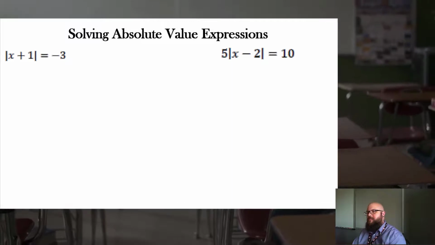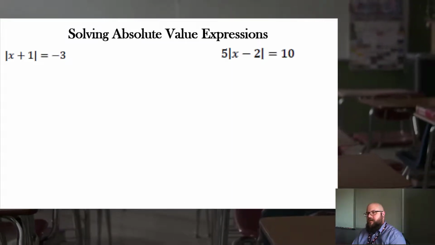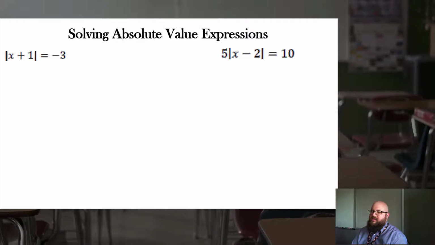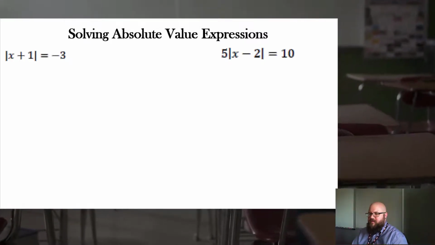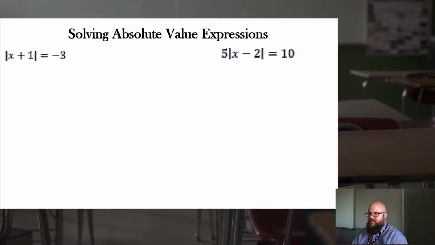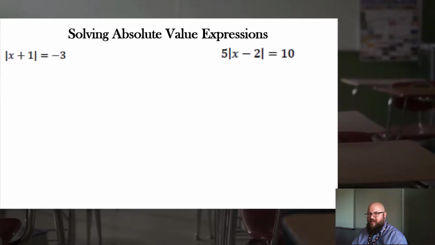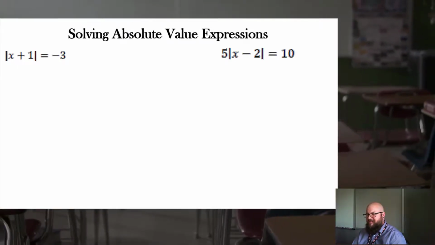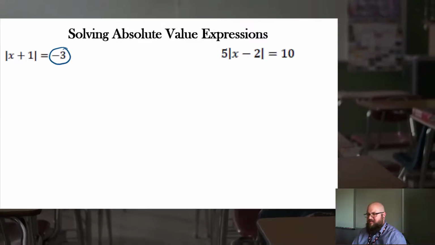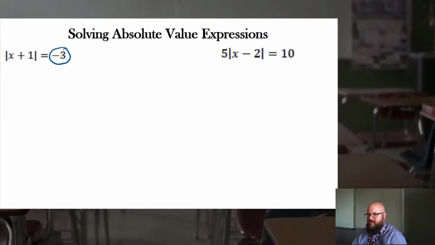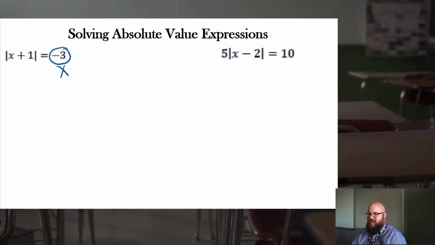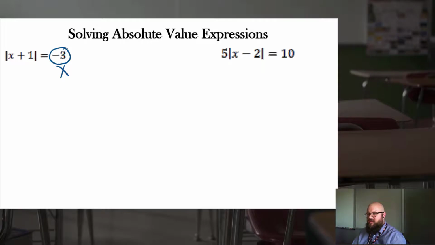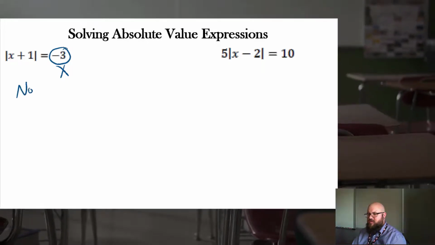All right, so let's look at this problem right here. We have absolute value of x plus 1 is equal to negative 3. Now, if I was to take the absolute value of anything, would I ever get a negative answer? Will this ever happen? No. So no matter what I do in here, I should get a positive value. So there is no solution.